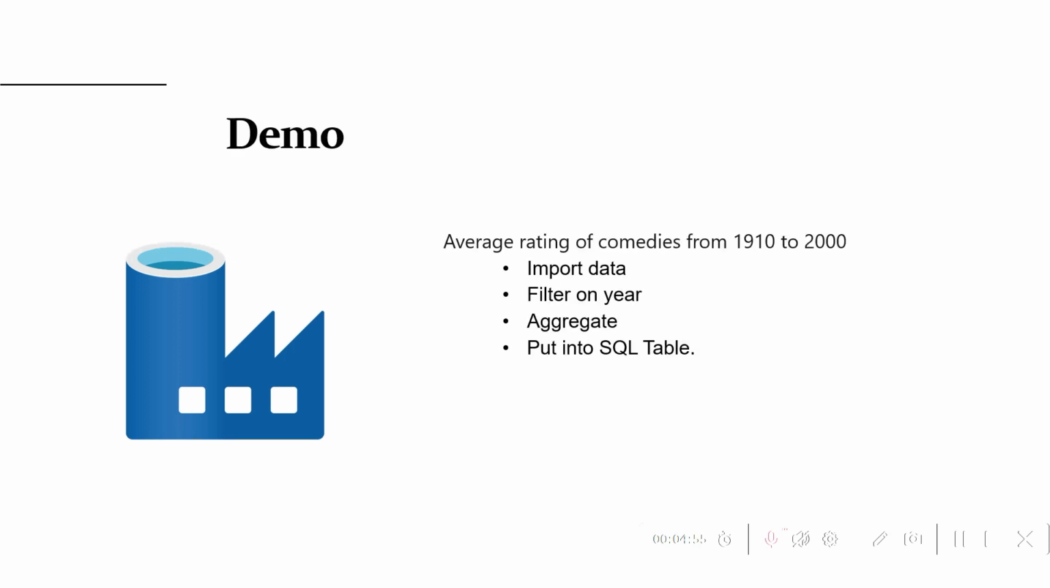And in the demo today, we have a movies database, which I will show you in a minute. What we're going to do is basically import the data, filter all the data from 1910 to 2000, and then average out the ratings of all the comedies in that year. Then we'll put that aggregated data into a SQL table. So that's what we're going to do.